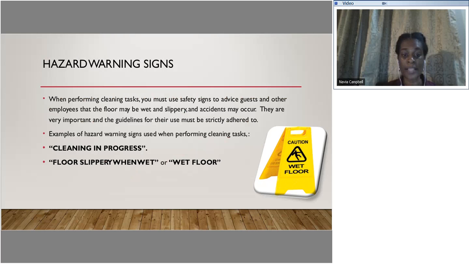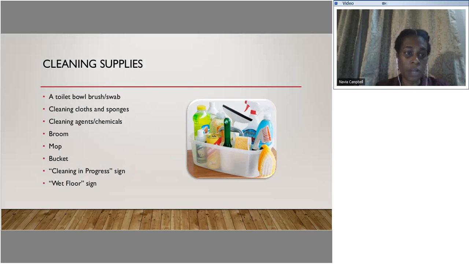Cleaning supplies will vary based on your property and the task to which you are assigned. However, basic supplies will include a toilet brush or swab, cleaning cloths or sponges, your cleaning chemicals, brooms, mops, buckets, and again, your cleaning in progress sign and your wet floor sign.